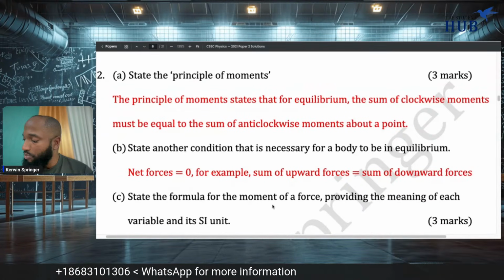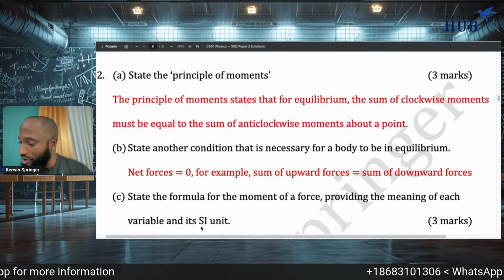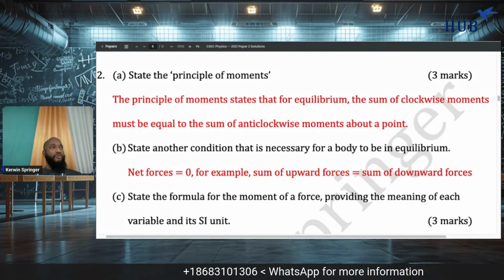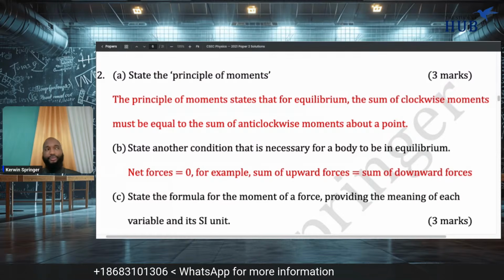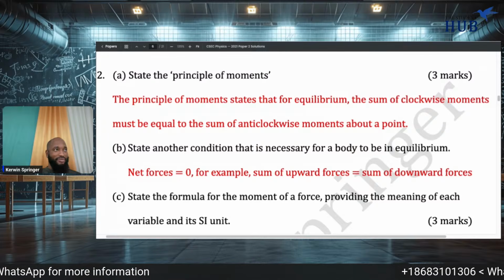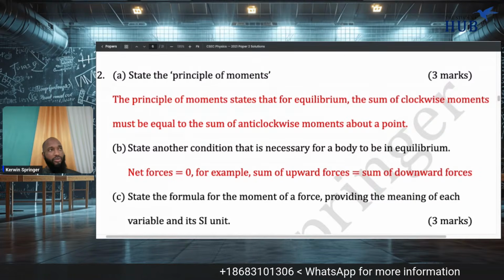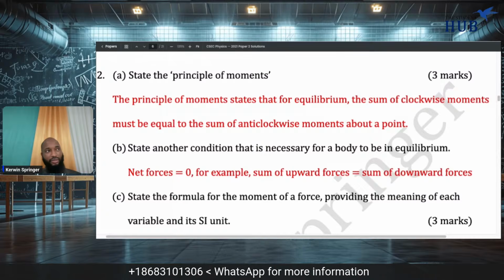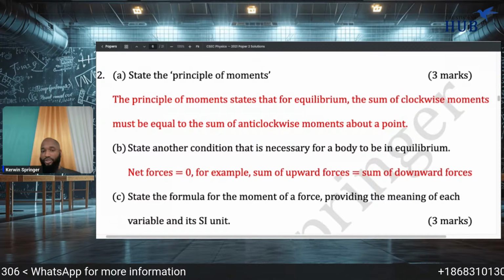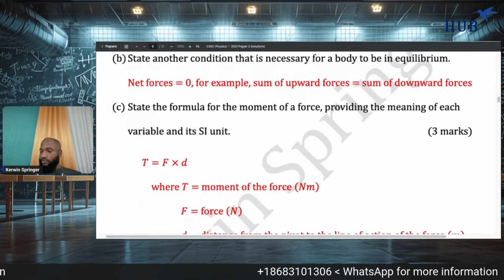State the formula for the moment of a force, providing the meaning of each of the variables and its SI unit. Go through. What's the formula? We mentioned this already. Formula for moments. Matthew. So the formula for moments would be T equals FD. And what does F stand for? F stands for force and D stands for distance. F is in Newton and D is in meters, so the unit is Newton meter, right? Cool.